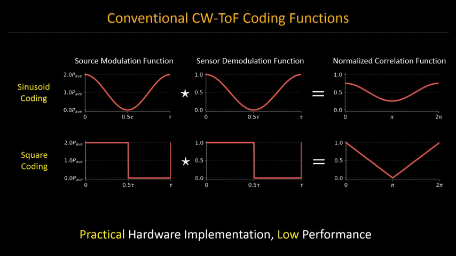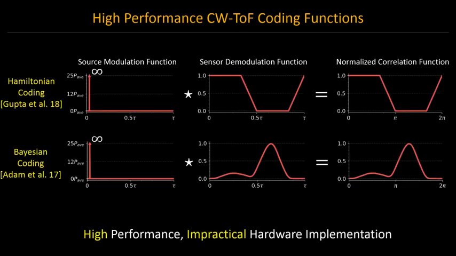Although sinusoid and square coding functions are easy to implement on existing hardware platforms, their performance in terms of depth precision is relatively low. There has been recent work on developing high-performance time-of-flight coding functions. Although these novel functions can theoretically achieve very high depth resolution, their hardware implementation remains impractical.